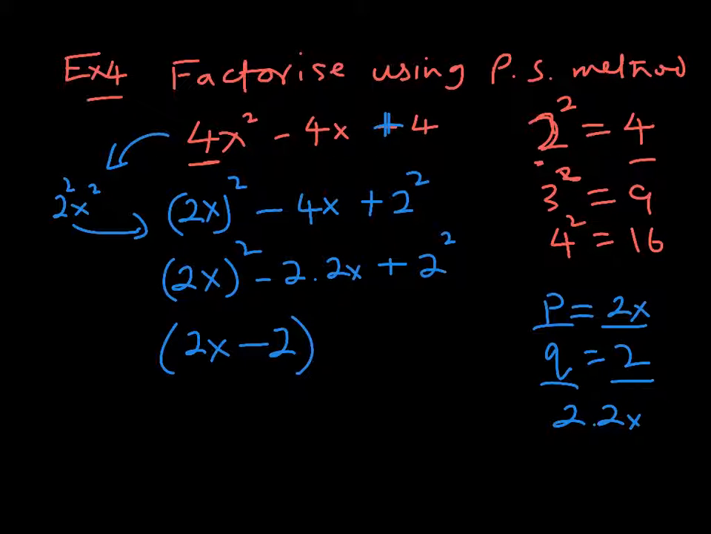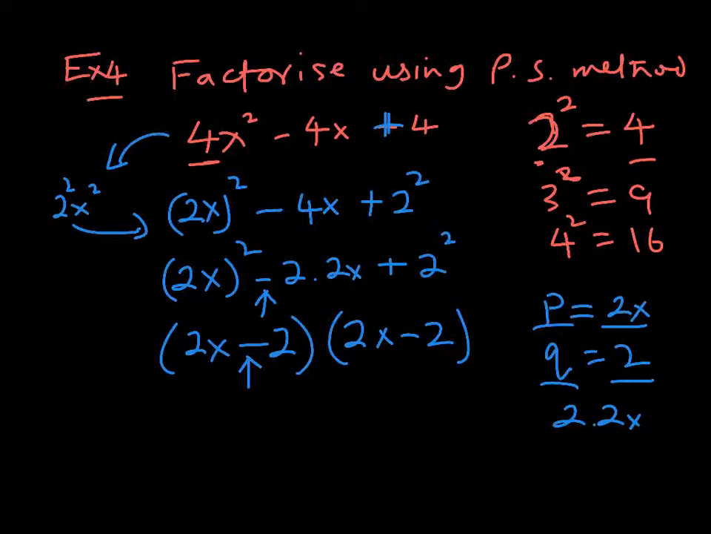2 minus 2x into minus 2. The reason why we're using a negative sign here is because the negative sign is in front of the middle term. Remember, the middle term determines whether you're going to use a positive sign or a negative sign. In all the other examples, we've always had a positive sign in front of the middle term, and that is why we used a positive sign. Here it's a negative sign, so we're going to use the negative sign. So 2x minus 2 into 2x minus 2.